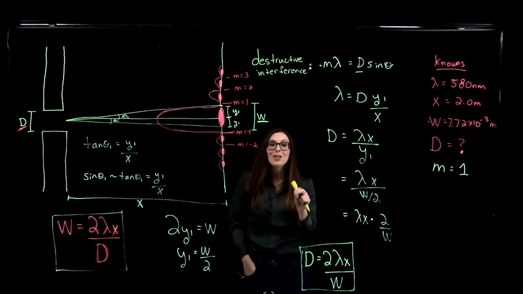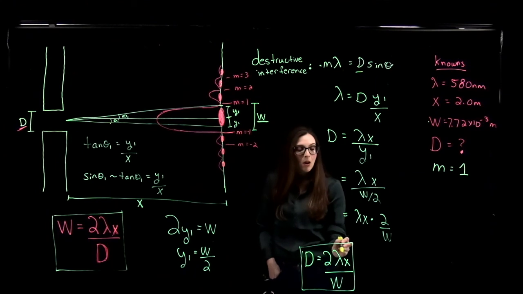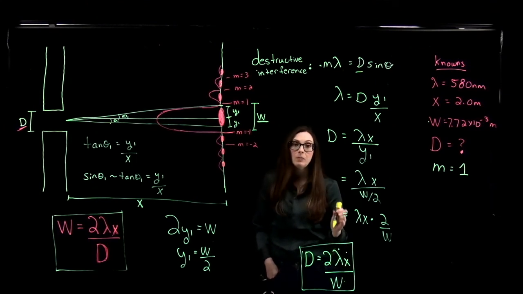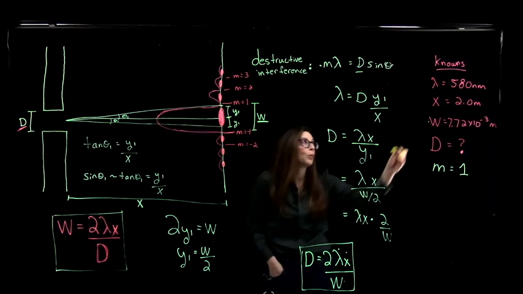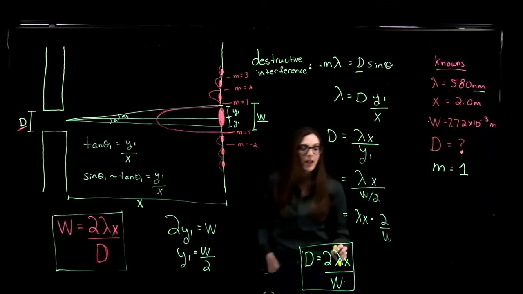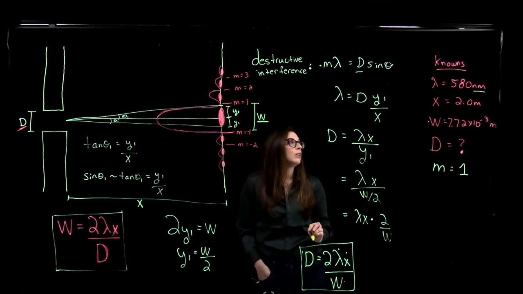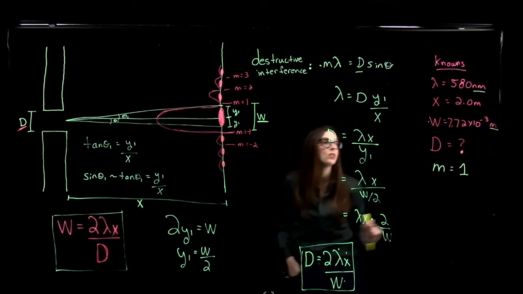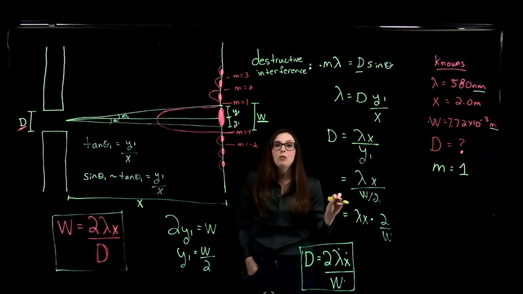Now, you've got to be careful because all of these need to be in the same unit. So the wavelength needs to be in units of meters. Right now it's in units of nanometers, okay? X needs to be in units of meters, and it is. W needs to be in units of meters, and it is. So 580 nanometers is the same as 580 times 10 to the minus 9 meters, because 1 nanometer is 10 to the minus 9 meters.